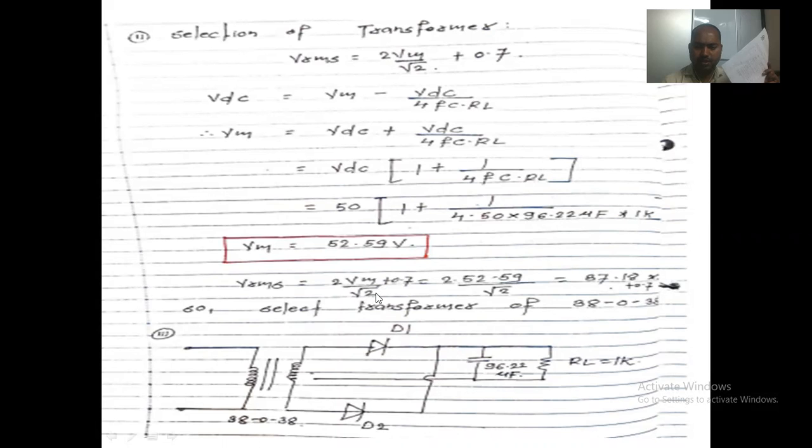Please tell me. Twice Vm divided by root 2. Twice Vm indicates the 52.59. Okay. It is nothing but near about 105. 105, this is the value for twice Vm. 105 divided by root 2. Now tell me, 105 divided by root 2, what is the value?